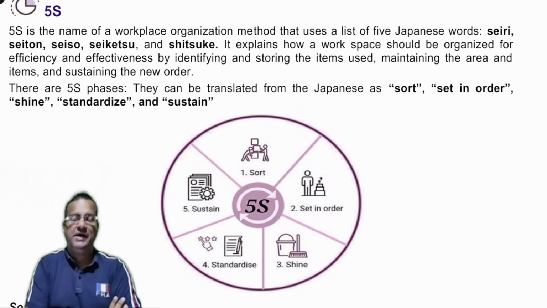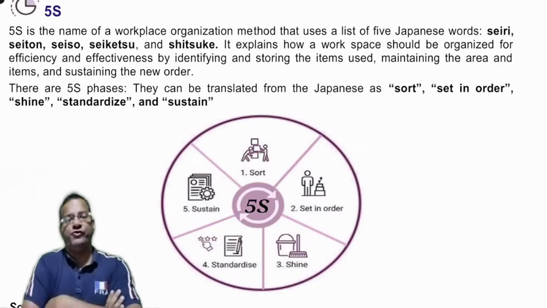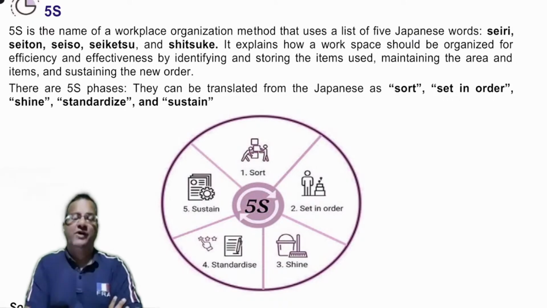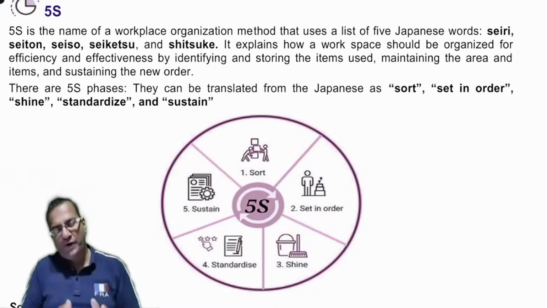The 5 S are, write down one by one. Write down the very first point, sort, S-O-R-T, sort. Second point, set in order. Third point, shine. Fourth point, standardize. And the fifth point is sustain.